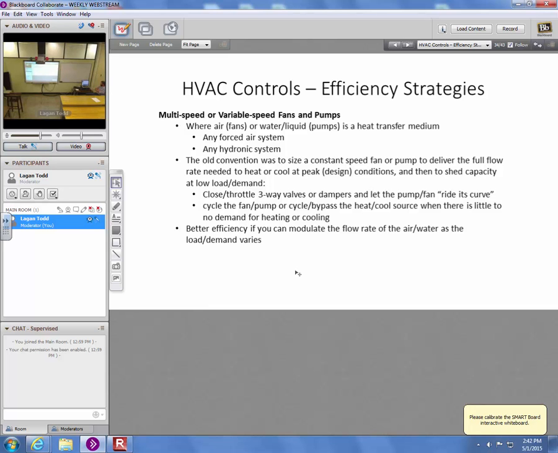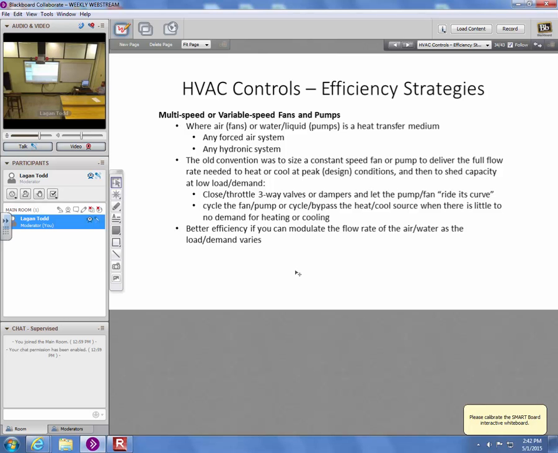Okay, so this is a new topic now, multi-speed or variable speed fans and pumps. Wherever you've got air or some kind of fluid as your heat transfer medium, which is any forced air system or any hydronic system, you've generally got a fan or a pump to move that fluid.